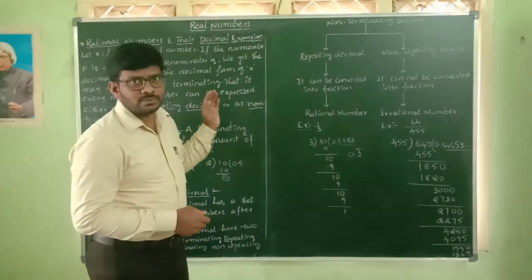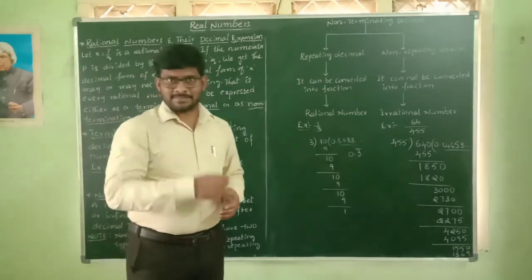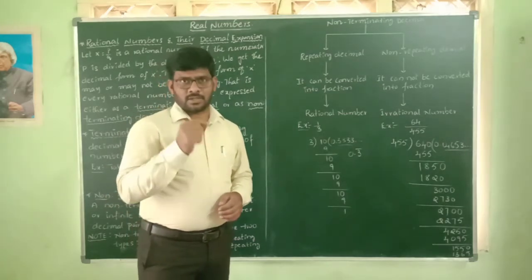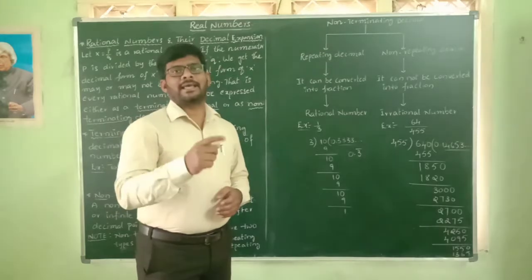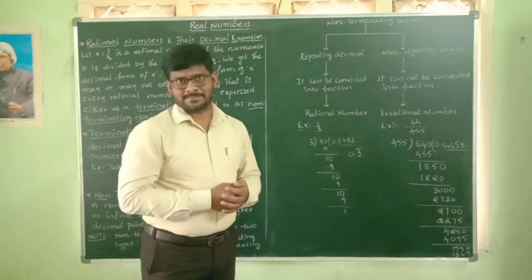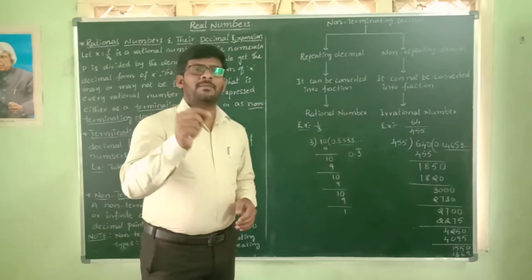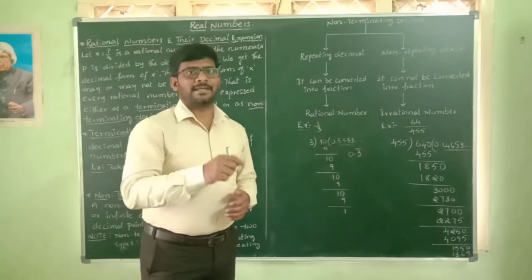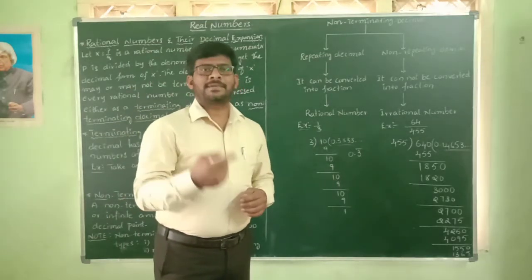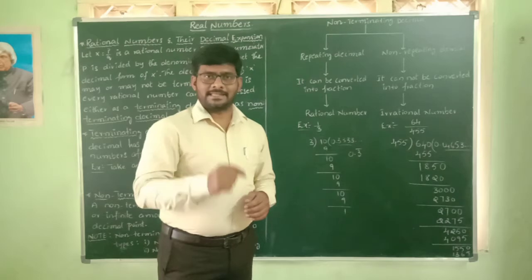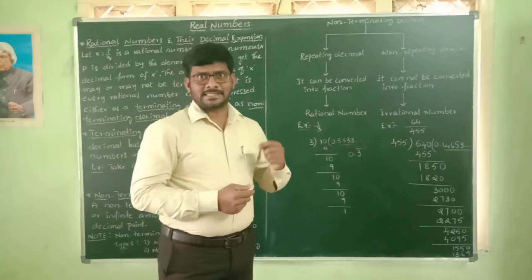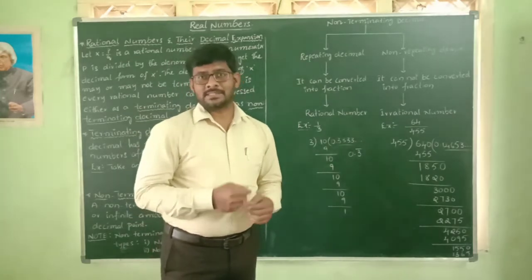Let x equal p divided by q be a rational number. If the numerator p is divided by the denominator q, we get the decimal form of x. The decimal form of x may or may not be terminating. That is, every rational number can be expressed as either a terminating decimal or a non-terminating decimal. Okay, understand children?